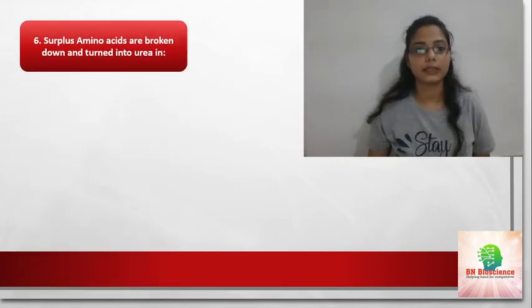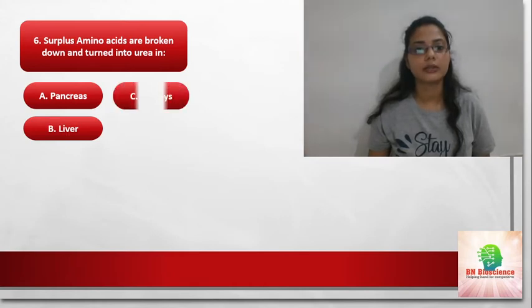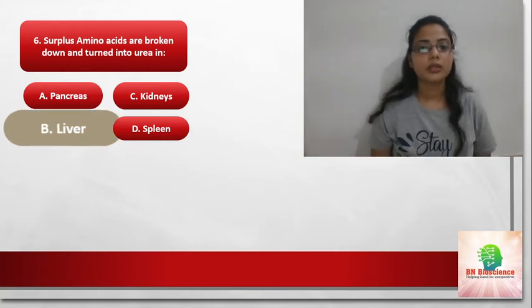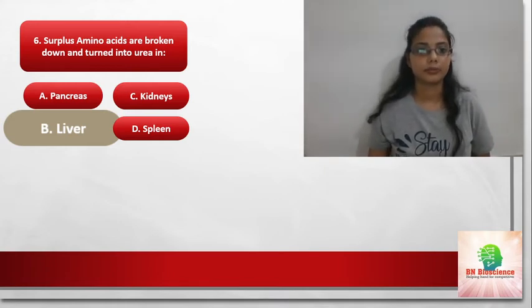Okay. So next, number 6. Surplus amino acids are broken down and turned into urea in, the options are A, pancreas, B, liver, C, kidneys, D, spleen. So the answer is B, liver. So mostly the amino acids are broken down in large numbers and turned into urea in the liver, which is also the largest gland of our body.